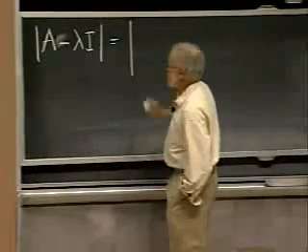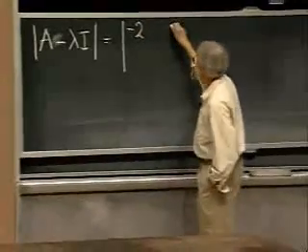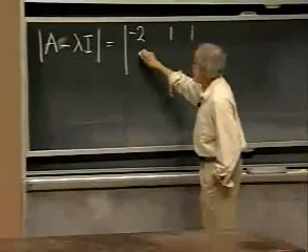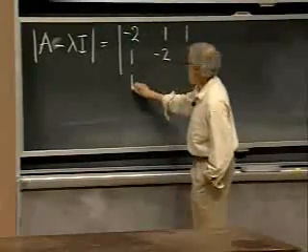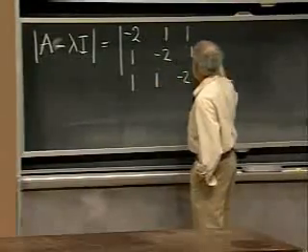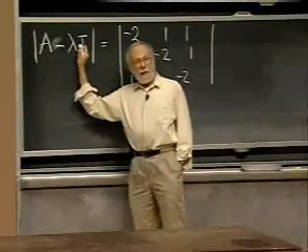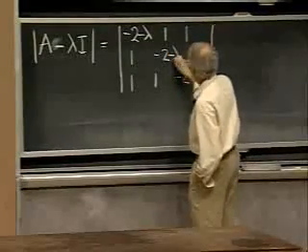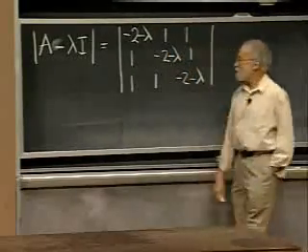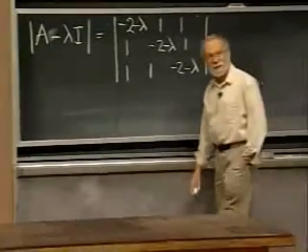But what's this going to be? Well, what is A? A is minus 2, I'm going to leave a little space here. 1, 1, 1, minus 2, 1, and finally 1, 1, -2. I subtract lambda from the main diagonal. Minus 2 minus lambda, minus 2 minus lambda, minus 2 minus lambda. And now that equals 0 is the characteristic equation.